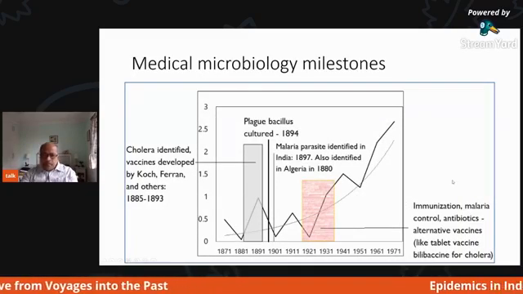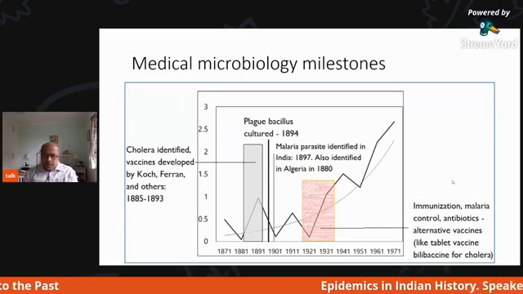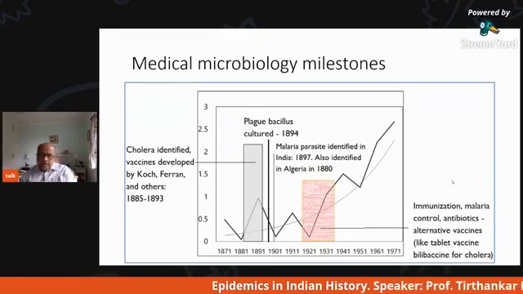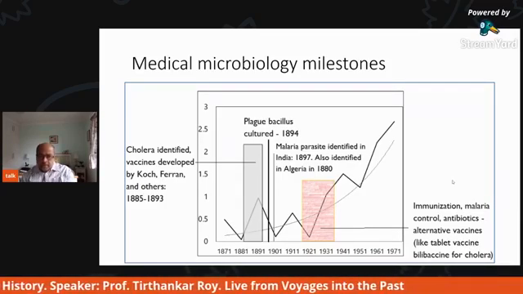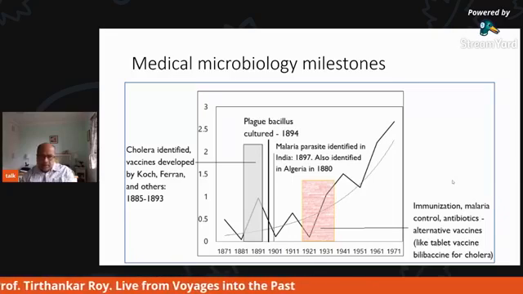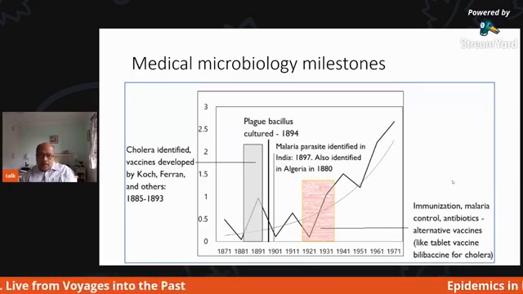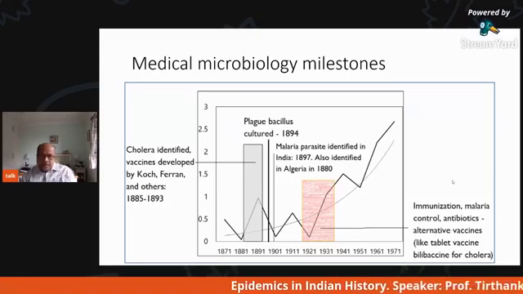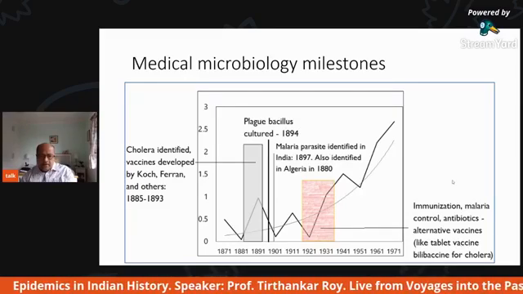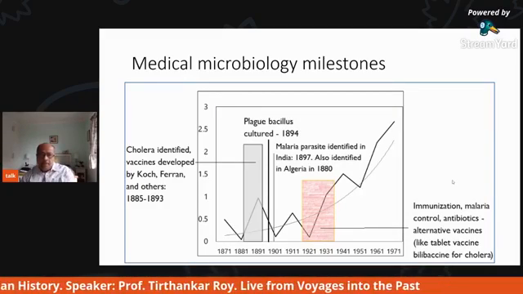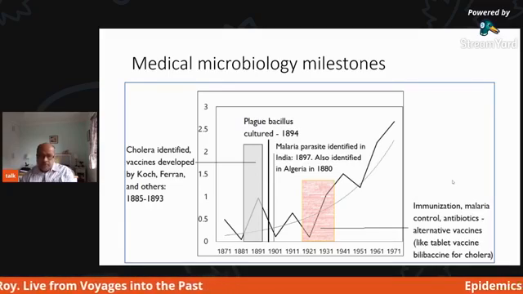Now, I'm going back to the same graph that I started with, and you can see that some of the significant breakthroughs in understanding the etiology and then developing a vaccine had happened in the late 19th century. Cholera identified between 1885 and 1893, and almost soon after a vaccine came. Plague bacillus was cultured in 1894, and the vaccine came soon after.